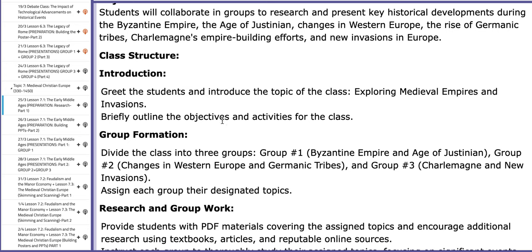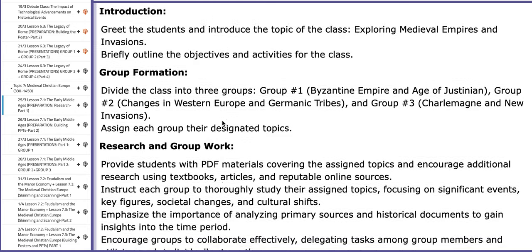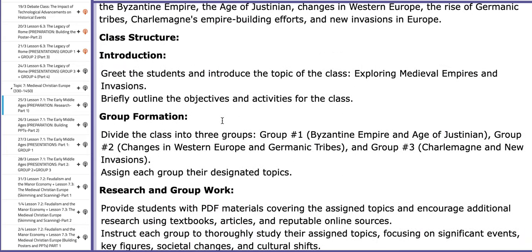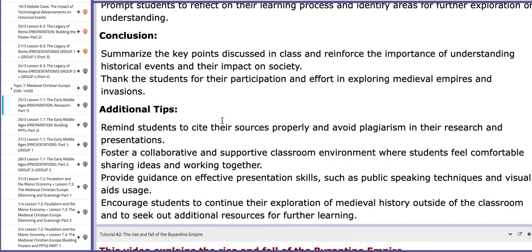So you are going to be divided into 3 groups. Each group will work on a specific thing. Group number 1 will work on lesson 7.1, the Byzantine Empire and the Age of Justinian. Group number 2 will work on the changes in Western Europe and Germanic tribes. And group number 3 will work on Charlemagne and the new invasions. Okay, so the end product should be a PPT, of course, where you explain and collaborate.